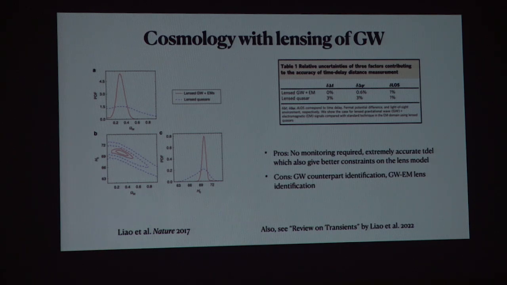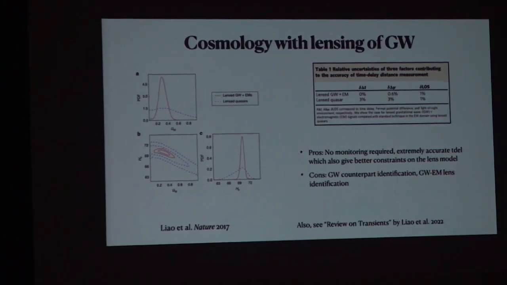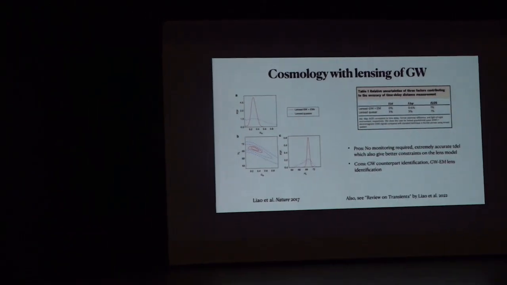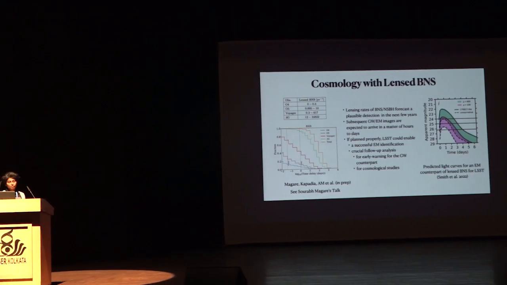The disadvantage or the complications here are that we need to efficiently be able to find the counterparts of the lensed events within the gravitational wave data itself, which is a big challenge, and also be able to identify their EM counterparts from any of the EM observations. So these are the main challenges if you want to use lensing of gravitational waves, but the returns are going to be way better.